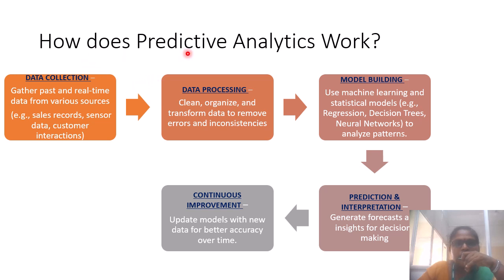So now we'll see how predictive analytics works. It comprises 5 stages. The first is data collection, data processing, model building, followed by prediction and interpretation, and finally continuous improvement.